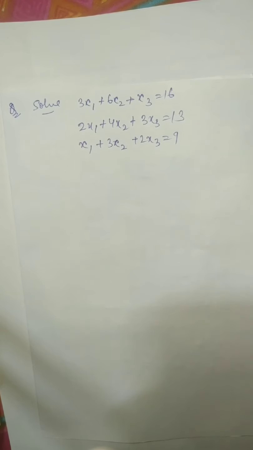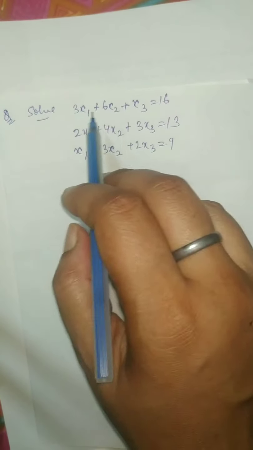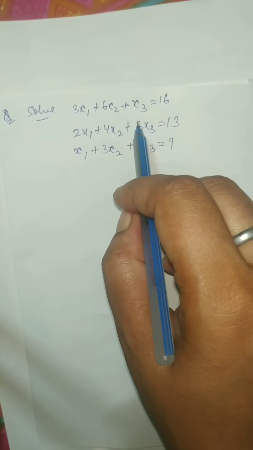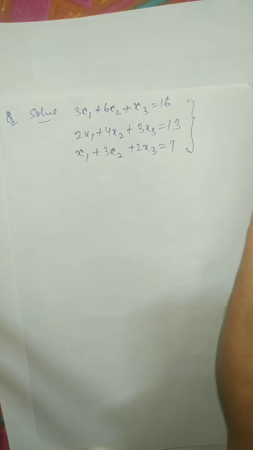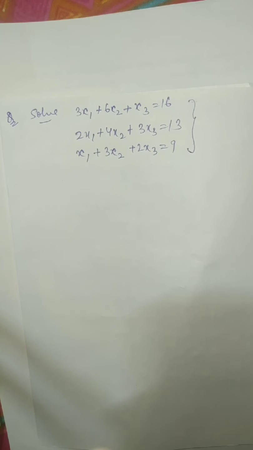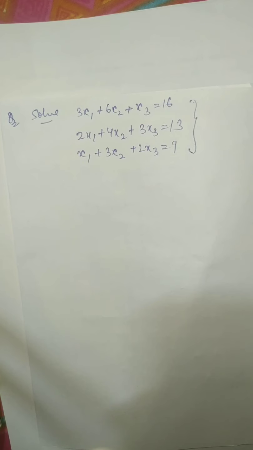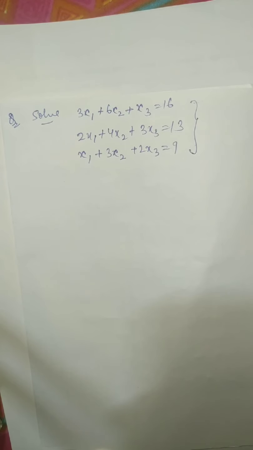Now let's do the second question. 3x1 plus 6x2 plus x3 is equals to 16. These three equations are given to you. We have to solve it by the Gauss Elimination method. First we do the triangularization. For triangularization, we eliminate x1 from the second and third equation by subtracting equation 1 after multiplying with 2 by 3 and 1 by 3, and then subtract it from the second and third equation.